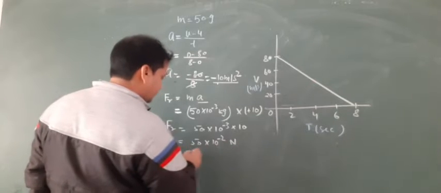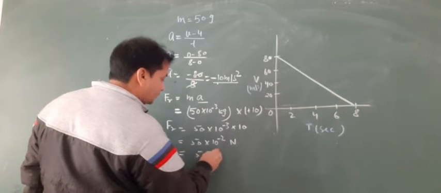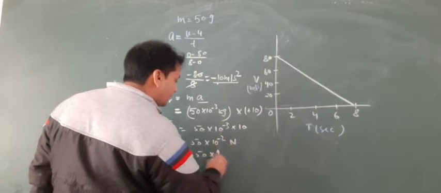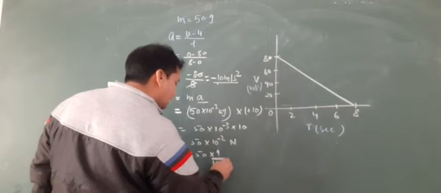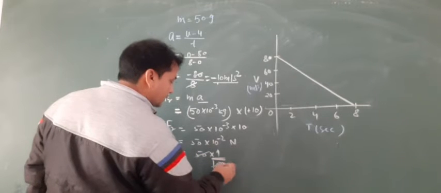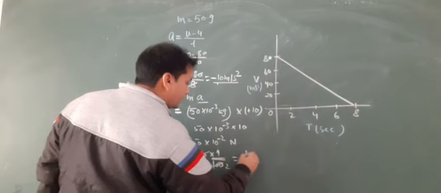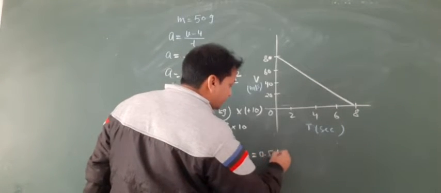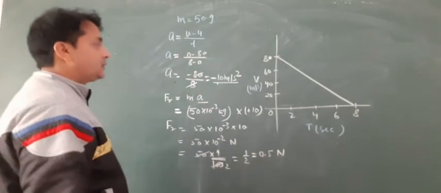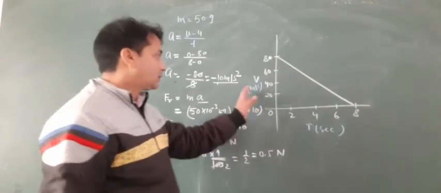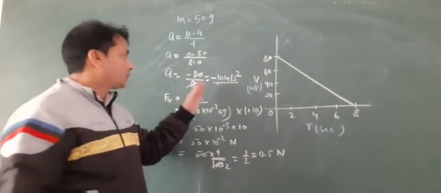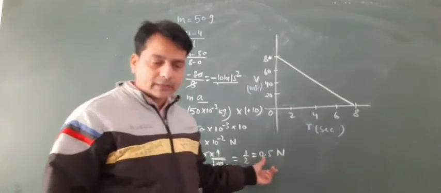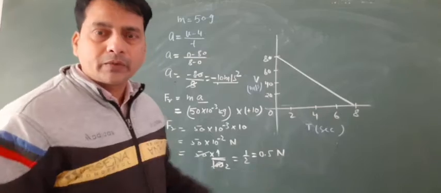So that is 50 into 10 to power minus 2, we can write here 1 by 100, and this cancels by 50, then 1 by 2 equals 0.5 Newton. So in this velocity time graph, the acceleration is minus 10 meter per second square, and the frictional force is given here, 0.5 Newton.